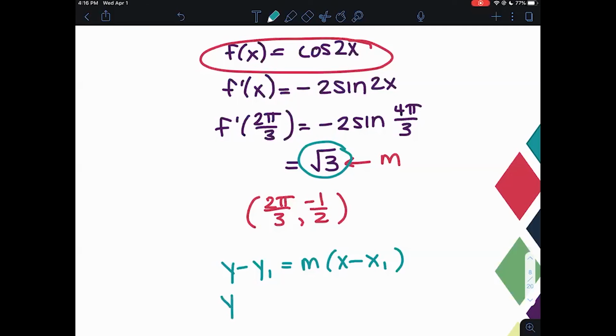So right away I have y minus negative 1/2, so y plus 1/2 equals root 3 times x minus 2 pi over 3. And there's your equation of a tangent line. Often in multiple choice questions, just as a small caveat to this, this is usually then taken all the way into slope-intercept form. Since you will not be working on multiple choice questions, you don't have to continue to manipulate this until you match an answer choice. Whatever form you leave your answer in, as long as it is a form of an equation of a line, you're good. There's the equation of a line.